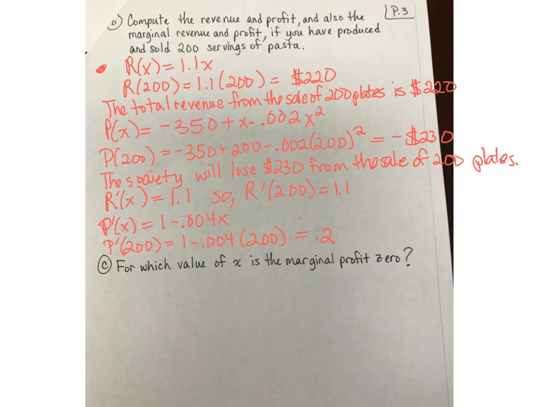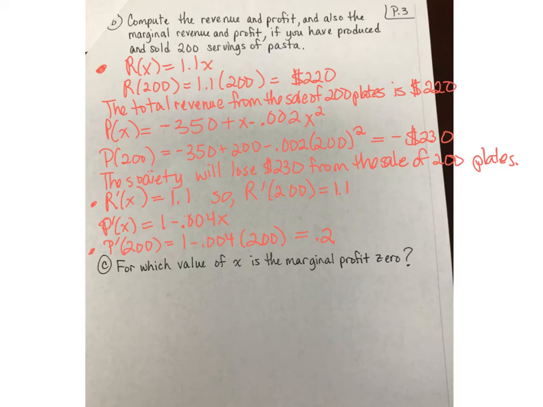Even though I didn't write it, note that for R prime of x, that means that the approximate revenue from the sale of the 201st plate is $1.10. And for P prime of 200, that means that the approximate profit from the sale of the 201st plate is 20 cents. So write that down if you need to.